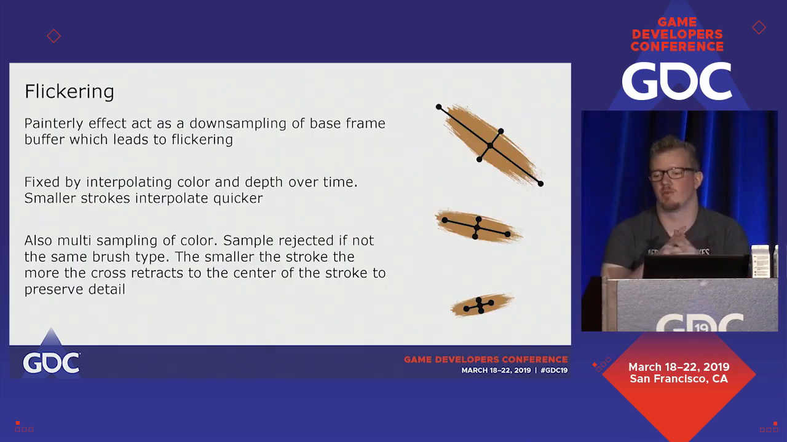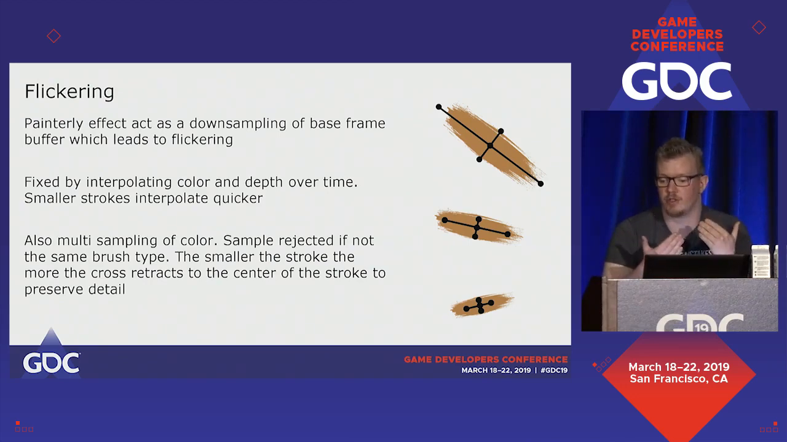The second hardest problem to solve was flickering. The strokes kind of act as a downsampling of the base frame buffer. And this causes the scene to become very noisy when you're moving the camera around and when objects are moving. The solution to this was to sample the color of the brushstroke in a cross, so we wouldn't just use the center of the stroke, but we would also look around it.